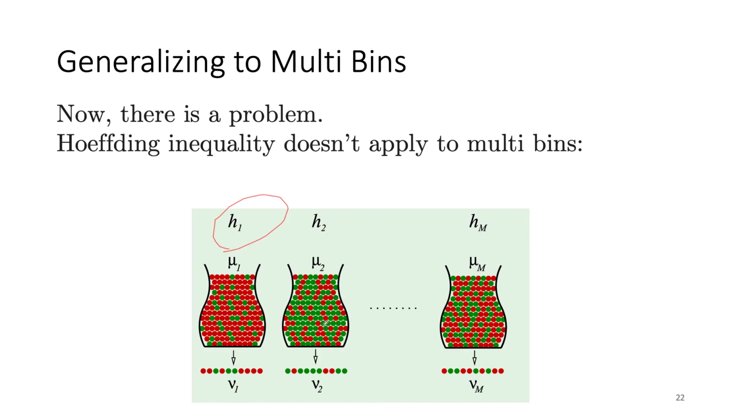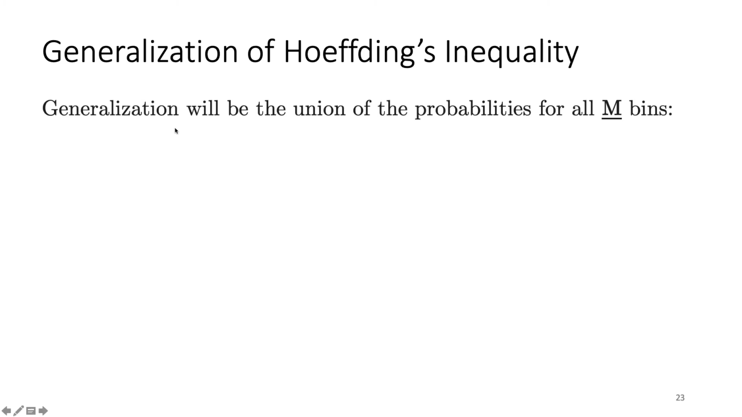Another jar of marbles, we have another hypothesis to tackle this, to learn this. It has its own mu and nu, okay? So how are we going to answer this when we have m of those, from 1 up to m bins? How are we going to expand and generalize Hoeffding's inequality for the multi-bin problem? That's why we need to go higher in our upper bound.